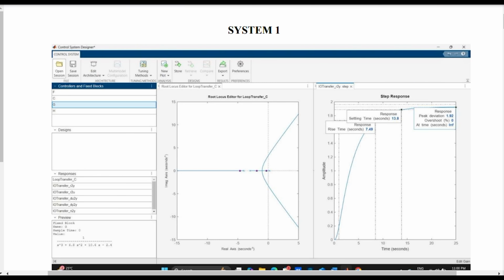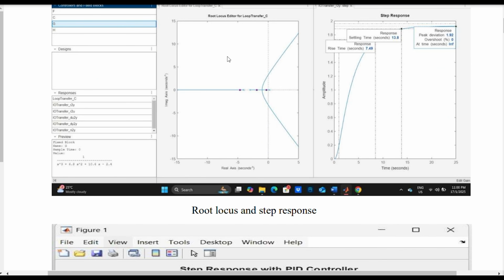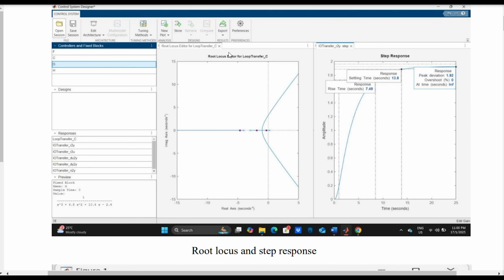Now I will continue my part by explaining how we get the root locus, the values, and the step response. So this is for system 1. On the left side is the root locus for system 1, and on the right side is the step response. We can see the rise time is 7.49 and the settling time is 13.8. We can see here no overshoot, and the peak deviation is 1.92.